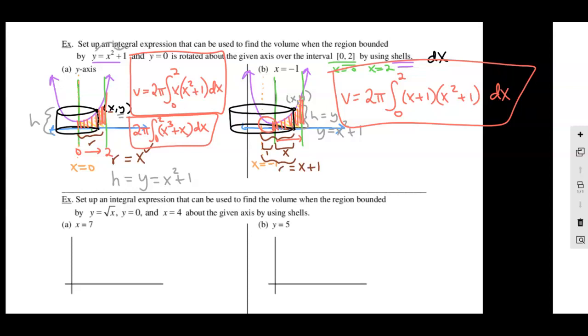Okay, let's do this next one. It says, same idea. Let's set up the integral expression. We have a different curve now. Okay, let's set it up. So I've got the square root function. Do that in purple. Here we go. Square root function. I'll do it in purple again.